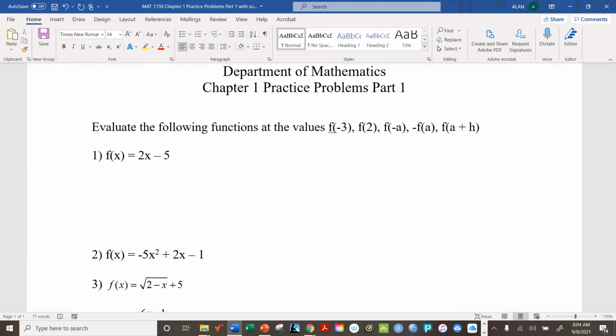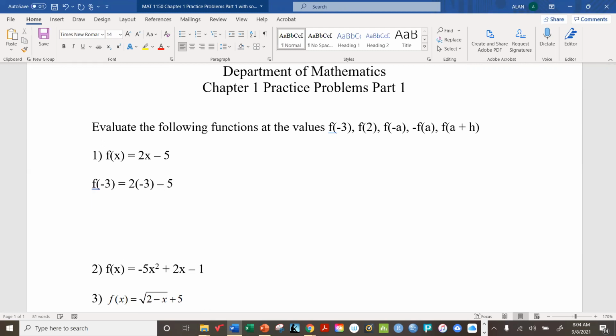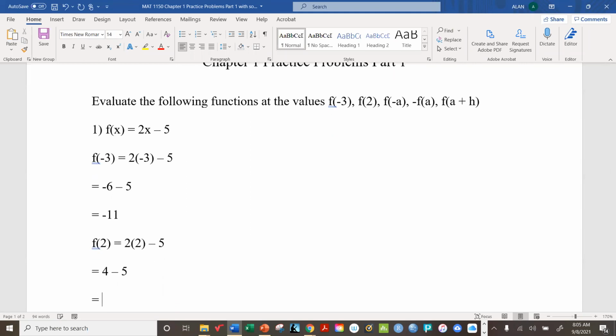So here's what you're supposed to do here. For example, in this first one, you're going to take f of -3, which means that every x in this function is replaced by a -3. So therefore we have -6, -5, and our final result is -11. And that's really all there is to it. Now some of these are trickier than others, of course, but ultimately this is what you're doing. Now, f of 2 would therefore be 2 times 2 minus 5, which is 4 minus 5, which is, of course, -1.